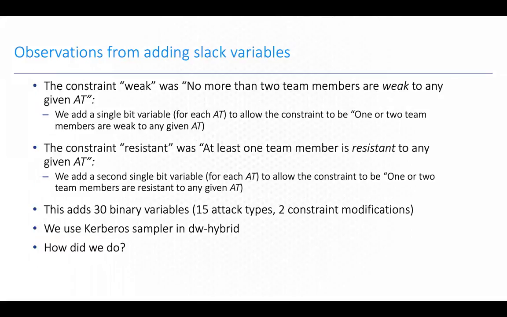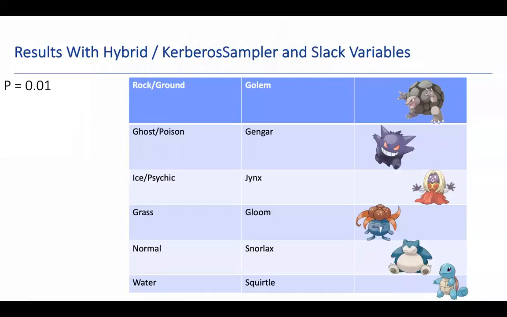And so I'm going to add a single bit variable for each attack type to allow 1 or 2 members can be weak. And I'm going to add a slack variable for the resistance one, so it could be 1 or 2 members are resistant. And this is going to add 30 binary variables. And I'm going to use the Kerberos Sampler again, since it's easy to set up. And how did we do? I set the Lagrange multiplier, in this case, to 0.01.